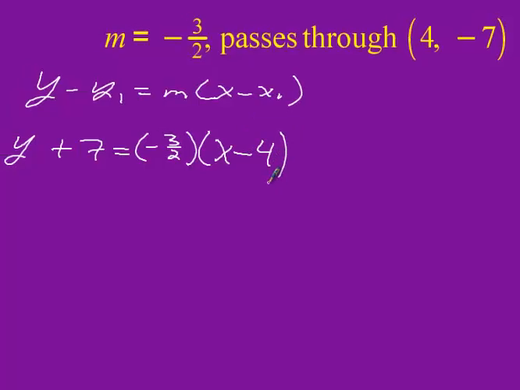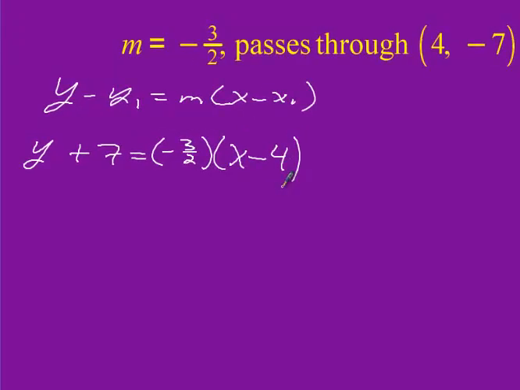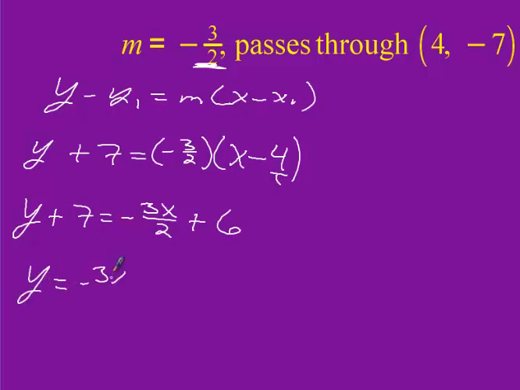Everybody okay so far? Yes or no? All right. Evaluate on the right-hand side. Negative 3x over 2. Negative times a negative is positive. 4 times 3 is 12. Divided by 2 is 6. Everybody okay to there? I know you guys hate fractions, but is everybody okay with how to multiply fractions? Okay? Everybody good? So now how do I get y by itself? Subtract the 7. So I get y equals negative 3x over 2 minus 1. Right? Now that's an equation, but is that the right form?